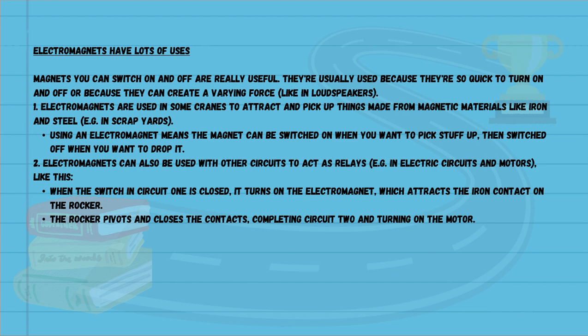Electromagnets have lots of uses. Magnets you can switch on and off are really useful. They are usually used because they are so quick to turn on and off, or because they can create a varying source, like in loudspeakers.